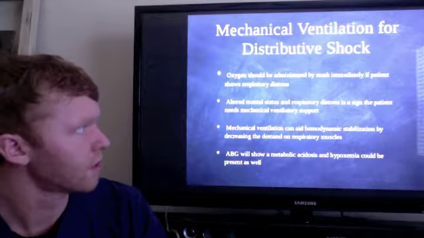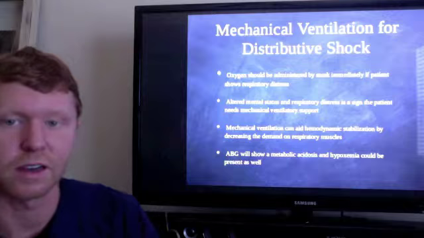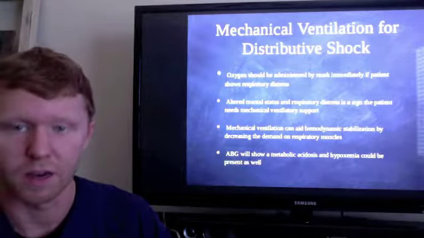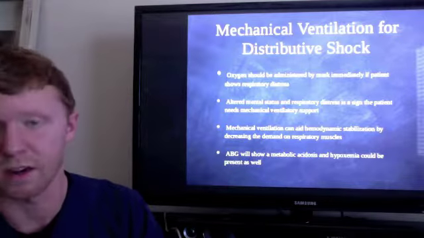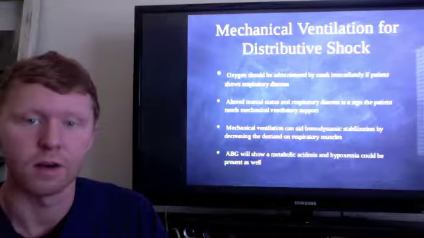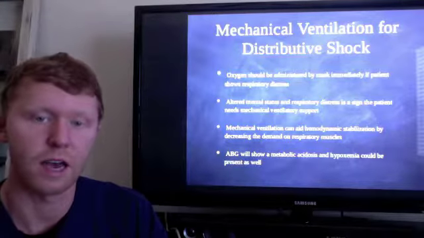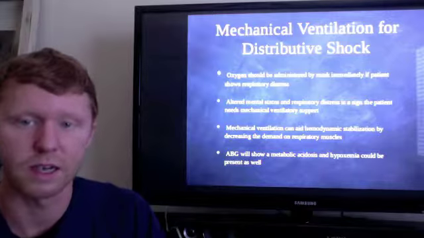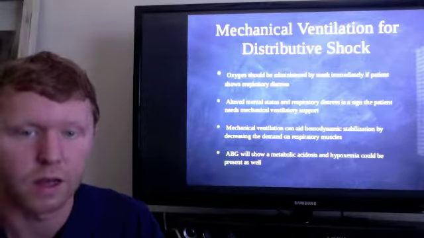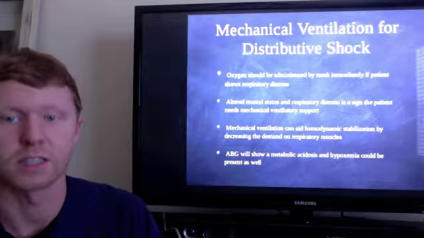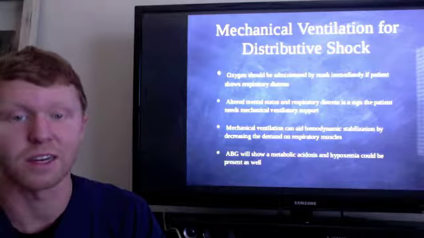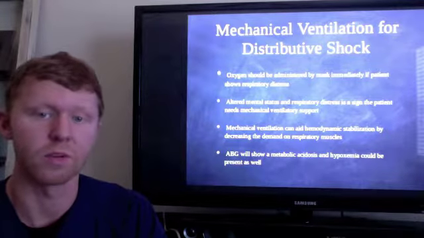So, mechanical ventilation for a distributive shock. Oxygen should be administered by mask immediately, so maybe a non-rebreather or a simple mask, depending on what the patient presents with when they come in. If the patient continues to have respiratory distress and altered mental status, these will be signs that the patient needs mechanical ventilatory support. Mechanical ventilation can actually aid in hemodynamic stabilization by decreasing the demand on the respiratory muscles.